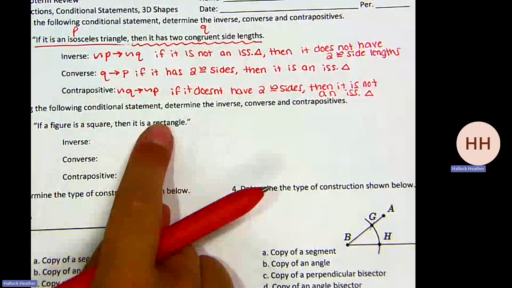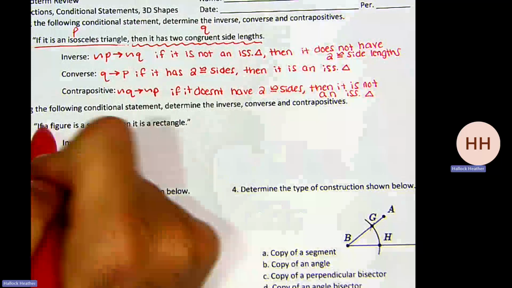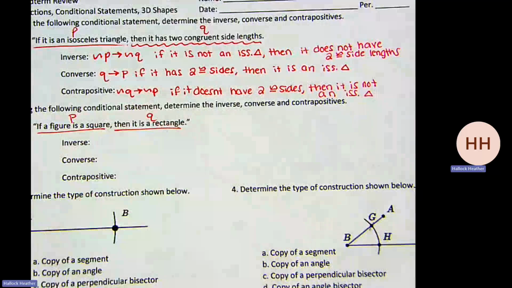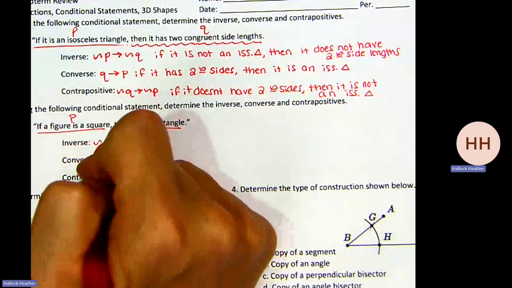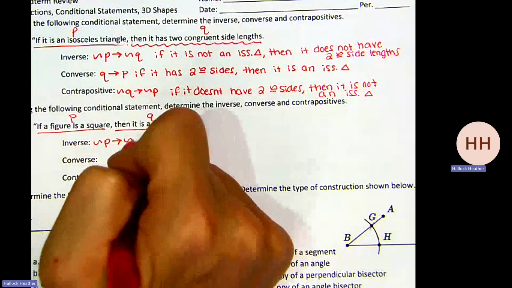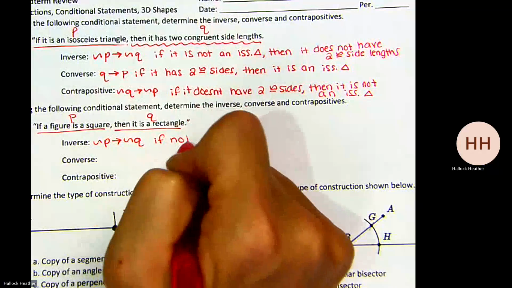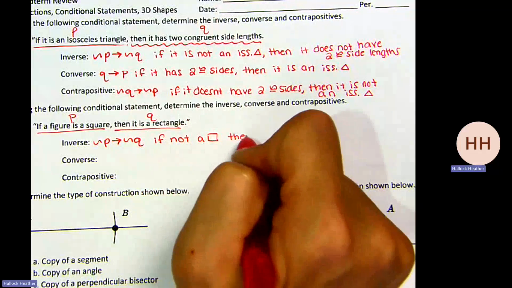The next one, same thing. If a figure is a square, then it is a rectangle. So the first part's P, the second part's Q, because that's the conditional. The inverse is making the original statement negative, so keeping the same placement. So if it is not a square, then it is not a rectangle.